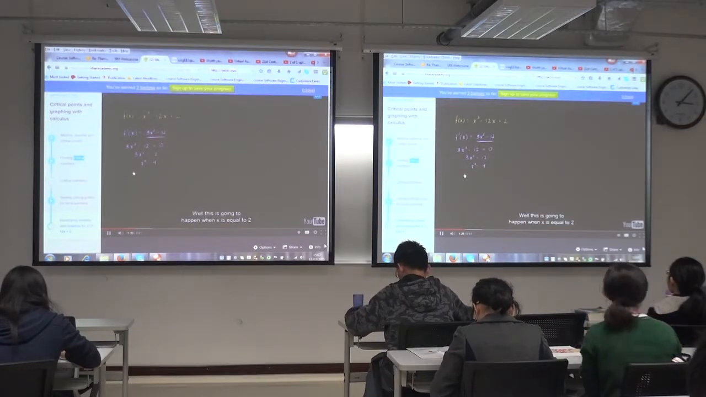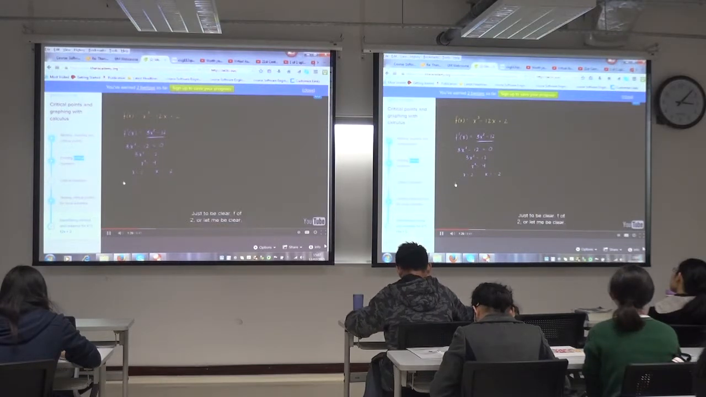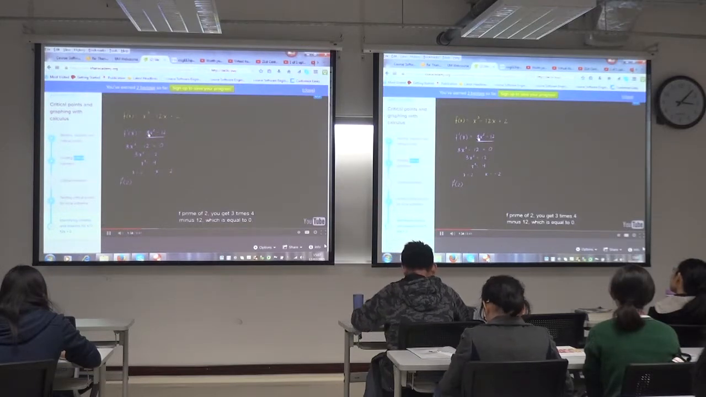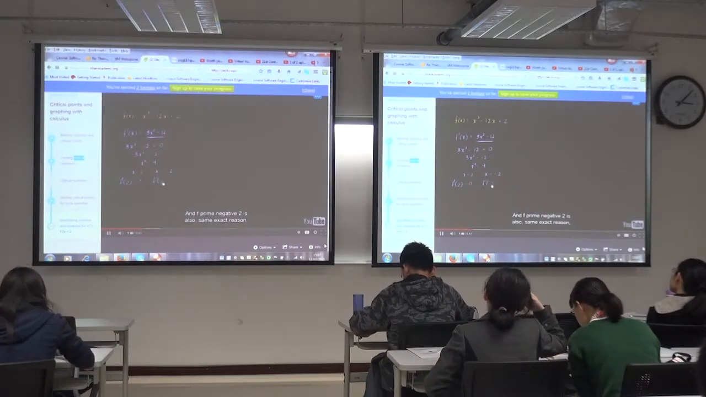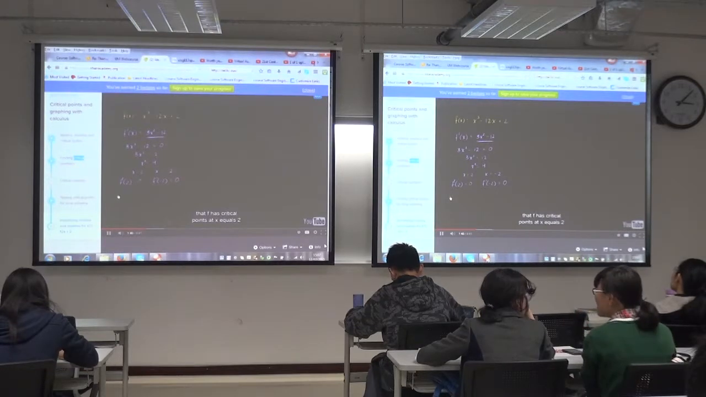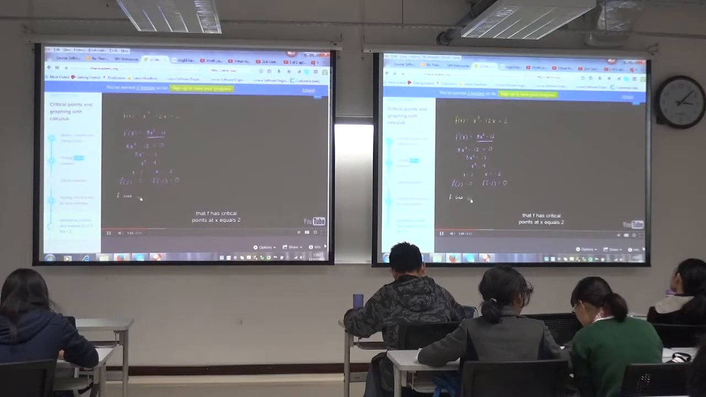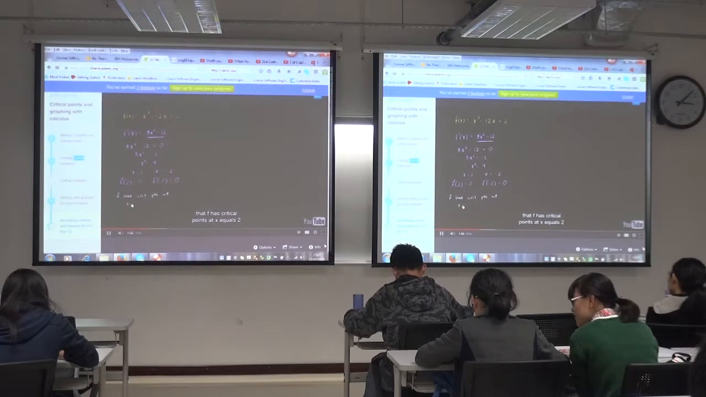Well, this is going to happen when x is equal to 2 and x is equal to negative 2. Just to be clear, f prime of 2, you get 3 times 4 minus 12, which is equal to 0, and f prime of negative 2 is also, for the same exact reason, equal to 0. So we can say that f has critical points at x equals 2 and x equals negative 2.